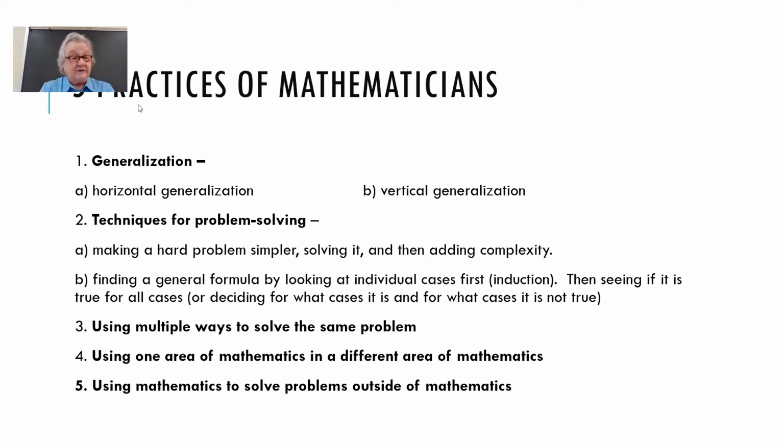We'll look at an example a little later. Using multiple ways to solve the same problem, that's big. Using one area of mathematics in a different area of mathematics, and using mathematics to solve problems outside of mathematics. So we're just going to go through these 5 one at a time and see what they're specifically about.